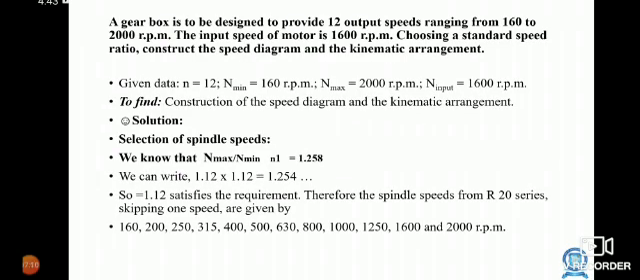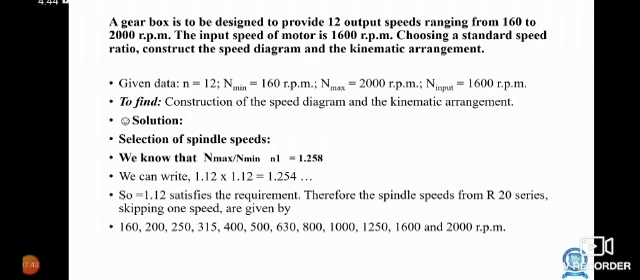A gearbox is to be designed to provide 12 output speeds running from 160 to 2000 rpm. The output speed of the motor is 1600 rpm. Choosing the standard speed ratio, construct the speed diagram and kinematic arrangement. Given data: n equal to 12 speeds gearbox. The minimum speed is 160 rpm, the maximum speed is 2000 rpm, and the input speed is 1600 rpm. To find: construct the speed diagram and the kinematic arrangement.